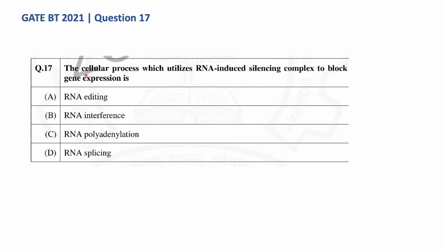In this video, we looked at the process called RNA silencing and the components involved in it. Coming back to our question, the cellular process which utilizes RNA-induced silencing complex to block gene expression is, the RNA-induced silencing complex is RISC, and the mechanism that uses this complex to block gene expression is RNA interference. So this answers our question. The other options, RNA editing, RNA polyadenylation, and RNA splicing, are other post-transcriptional modifications that happen to the RNA transcript. So thank you.